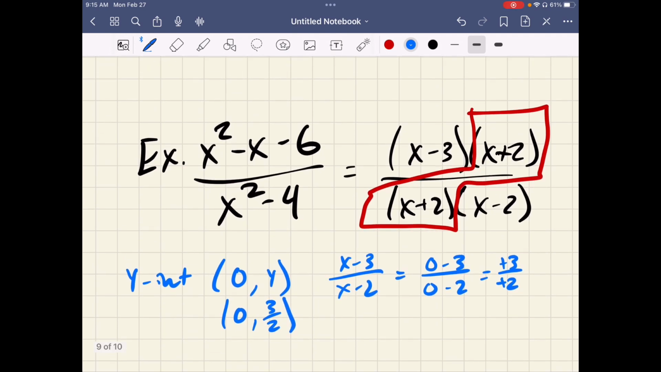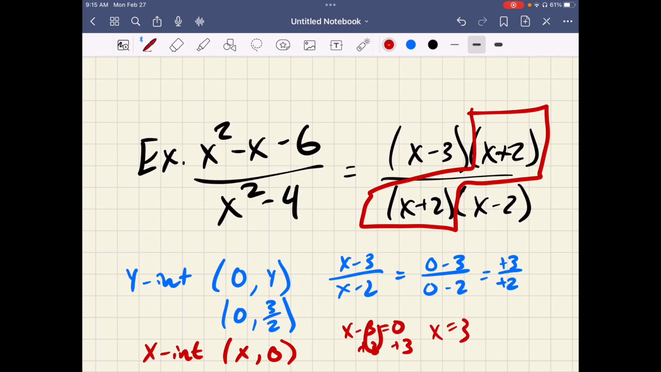Now we're going to do the same thing for the x-intercept. We don't know what the x value is, but I do know I have a y value of 0 at that point. And again, we have this hole or discontinuity with the x plus 2 and the x plus 2. So the only term that can make my numerator 0 would be the x minus 3. So I'm going to set that equal to 0. Solve by adding, and I got x equals 3. So what I know is I have an x-intercept of 3.